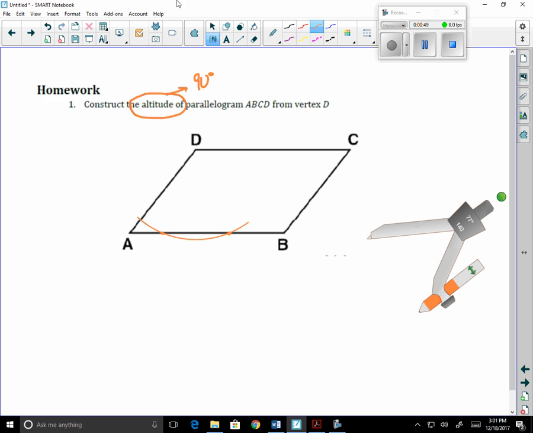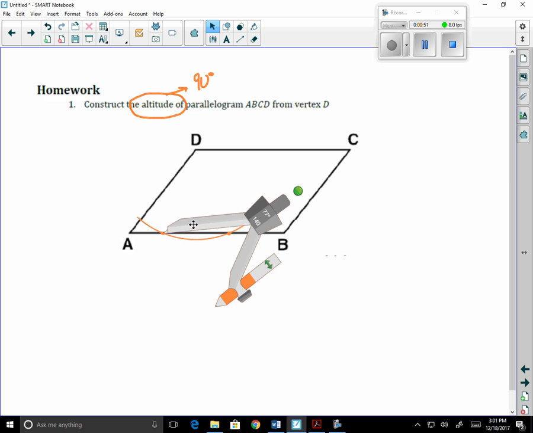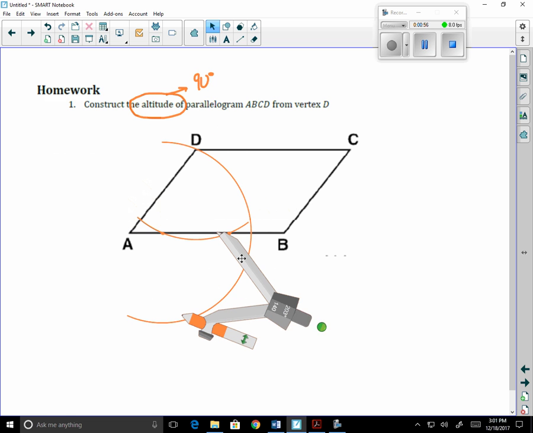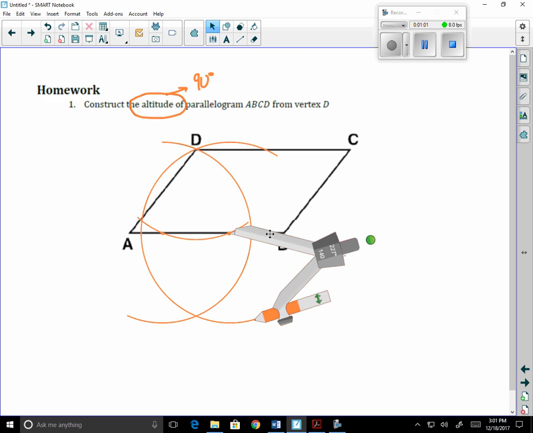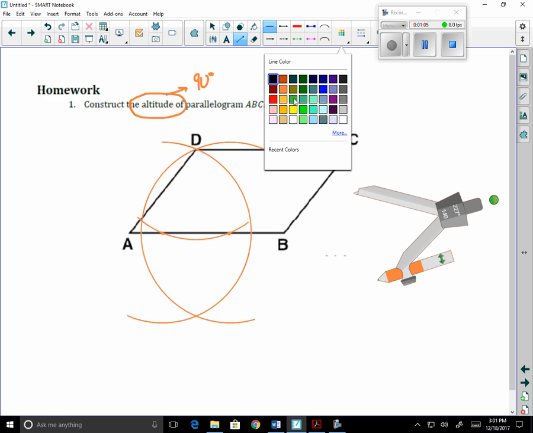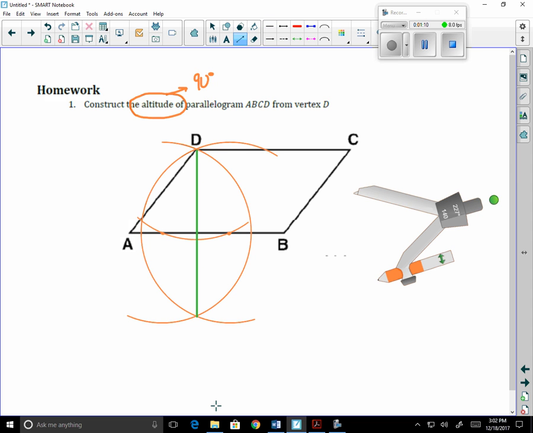Those 2 points, if I make circles around them, and again, I don't have to make full circles here, I wind up having a perpendicular bisector. One thing that's nice about the perpendicular bisector is it's perpendicular. So that's why we're using that for this construction. Then if I use my pen, I can make this, we'll call this E. So then we can say that DE is the altitude.